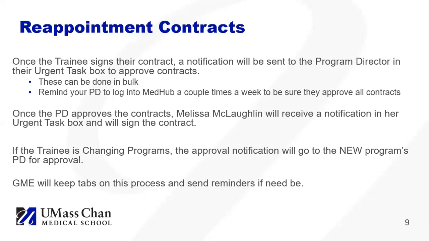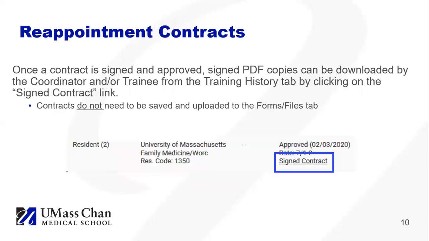Once the PD approves a contract, Melissa goes in, she gets a notification, and she signs off on the contract. If a trainee is changing programs, the approval notification will go to the new program's PD for approval. So if someone's going from internal medicine to cardiology, that resident signs, and the notification goes to the cardiology PD, who will have to sign the contract. GME keeps tabs on the process and will send reminders.